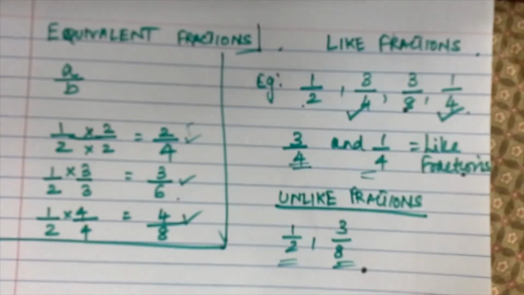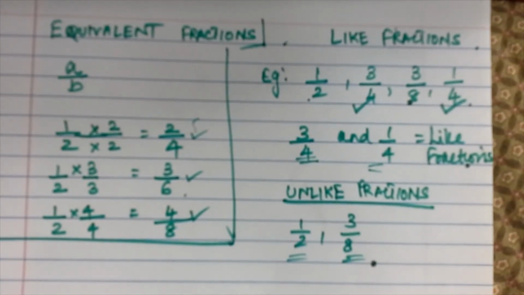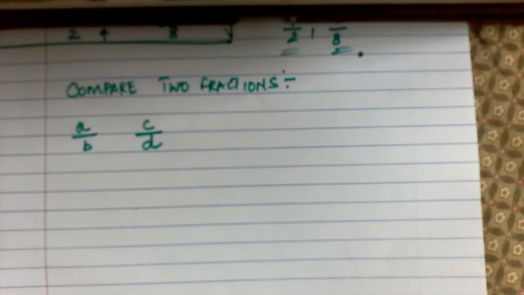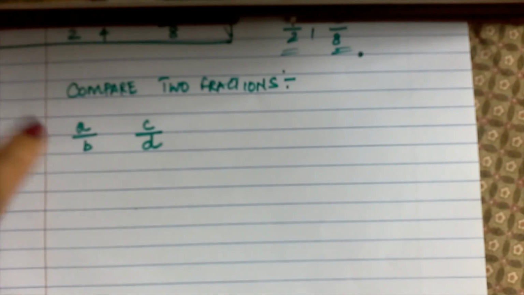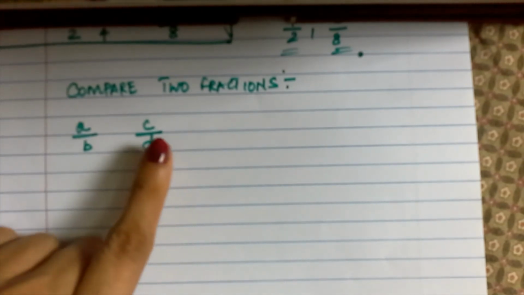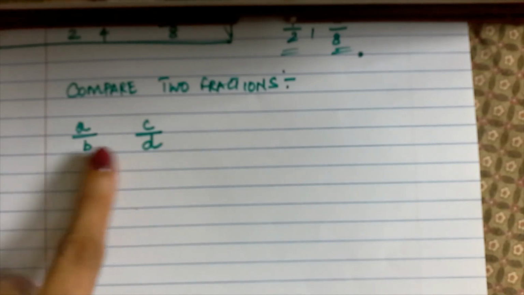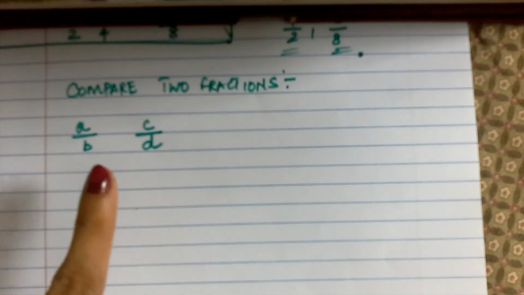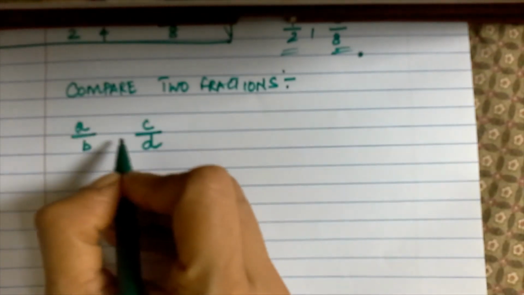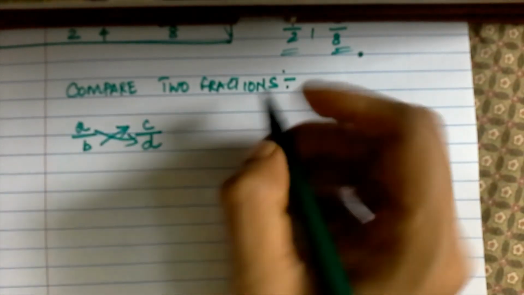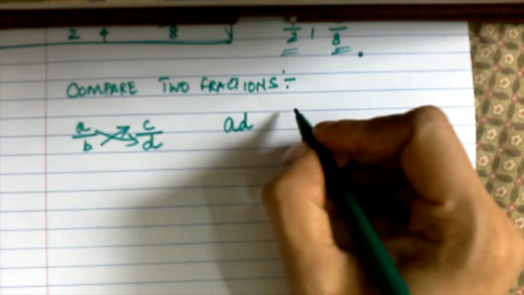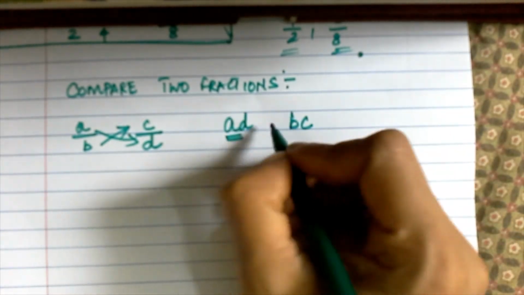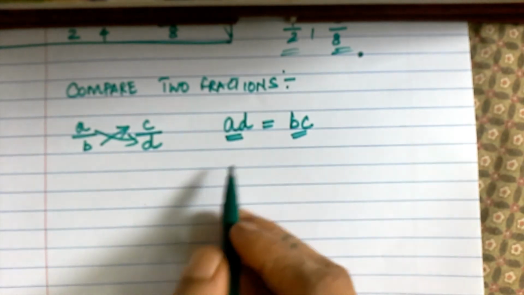Next we are going to see how to compare two fractions. For example, given fractions a by b and c by d, if we want to find which fraction is greater or lesser, or if the two fractions are equal, we will have to cross multiply. So AD and BC. If the answers are the same, then they are equivalent fractions.